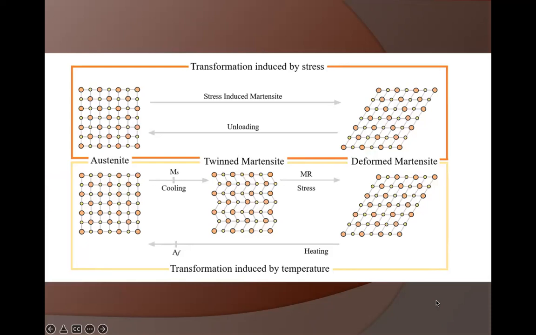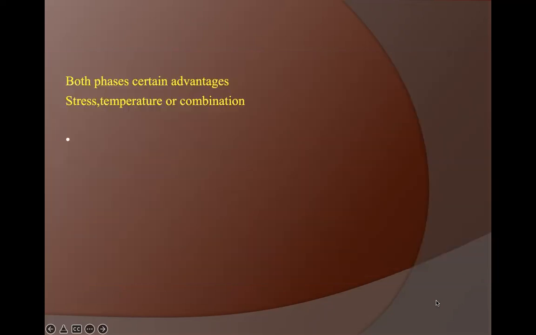So we can convert austenitic to martensitic by two ways, either by inducing stress or by temperature. So both phases have certain advantages. So we can take the best from both worlds by transforming either by stress, temperature, or by a combination.